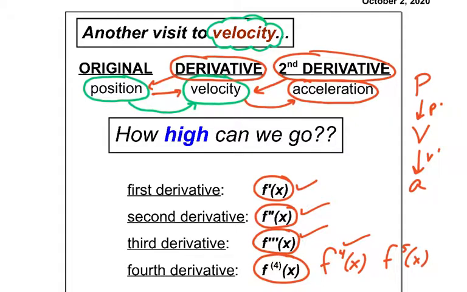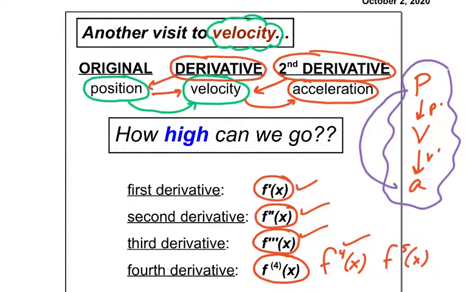But the biggest thing here is I want you to take away the fact that if you start with position, the derivative of position is velocity. The second derivative of position is acceleration. Or the first derivative of velocity is acceleration. We can go further.